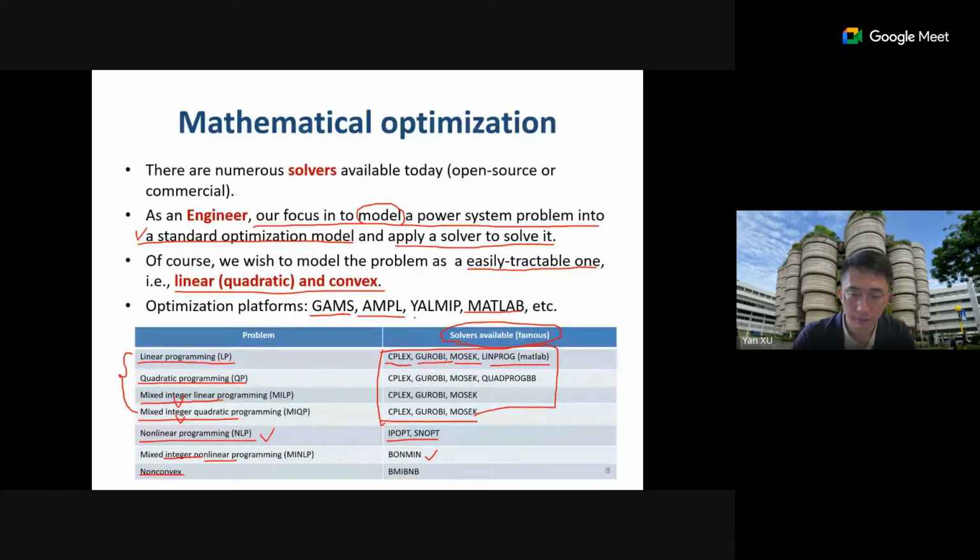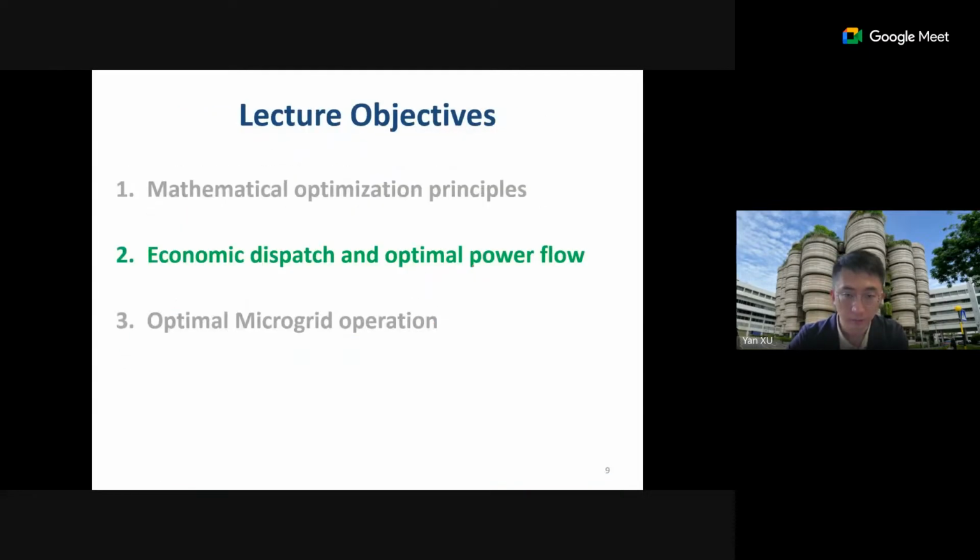For MATLAB, there is a very good toolbox called YALMIP, written in MATLAB and very easy to use. You can also go to the website to search for this. YALMIP is open source, free for download. All right, so that is about some fundamentals of mathematical programming.